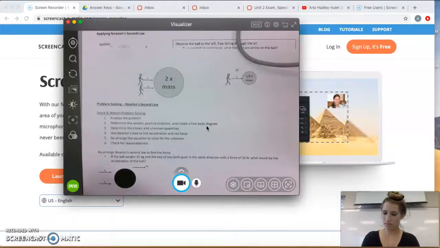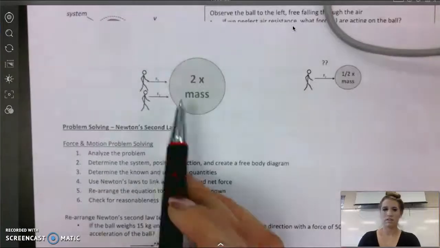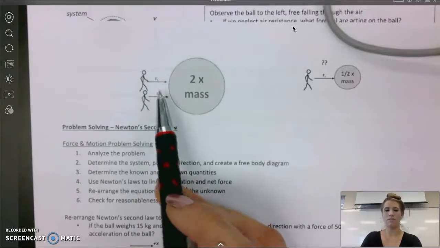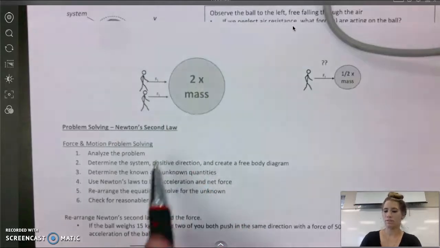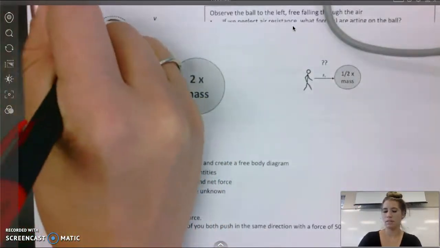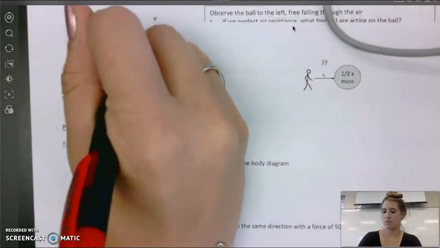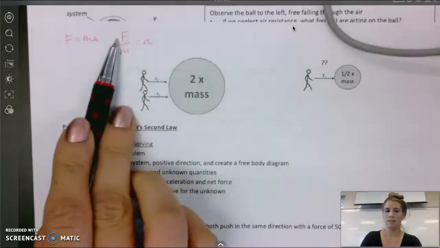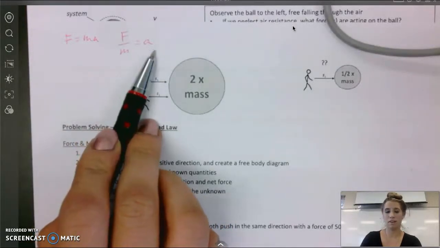Okay, let's continue our conversation with learning target number 2. All right, so what is going to happen to the acceleration if we have twice as much force and the mass is twice as much? So force is equal to mass times acceleration. If I want to look at acceleration, force divided by mass equals acceleration. So if I double this and I double that, then the acceleration would remain the same.